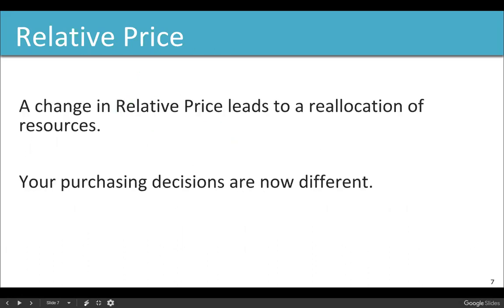But overall, when that relative price changes, it leads to a reallocation or an adjustment to how we use our resources, namely our money, our time, and that kind of thing. If soda becomes cheap compared to hot dogs, we may say, well, I'm going to get all my calories in the form of liquid and forget the hot dogs and do nothing but drink soda all day. You could do it. Or maybe you just cheat a little bit more one way or the other. But your purchasing decisions now are going to be a little bit different.